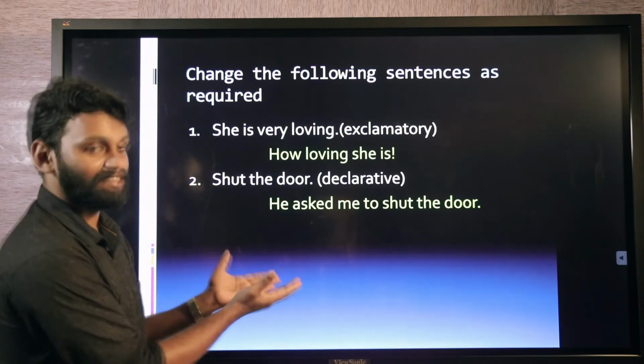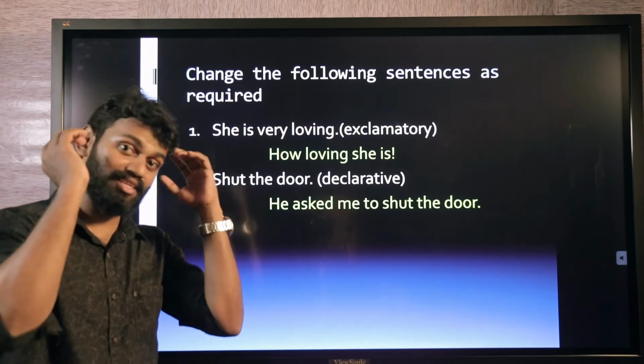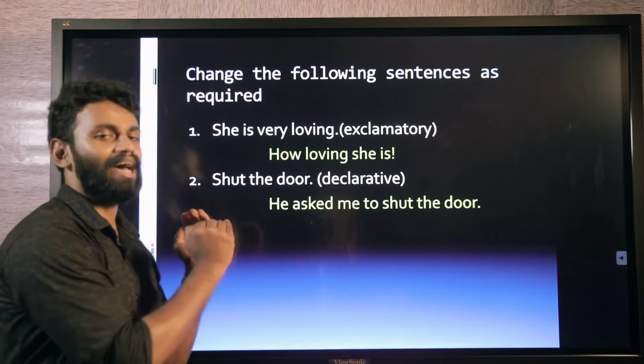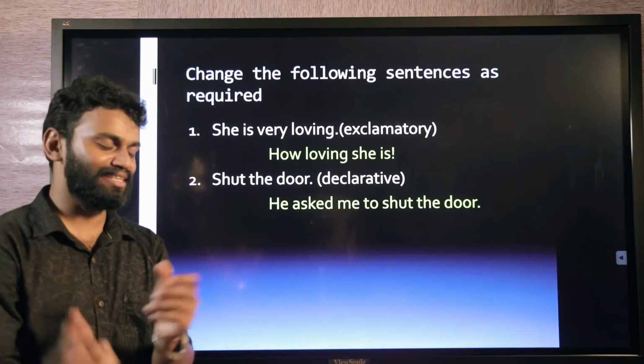So you add a person in front. He asked me. Or you can also add like she asked me, they asked me, whatever it is. So you add something like that and complete the sentence. It becomes a declarative sentence.